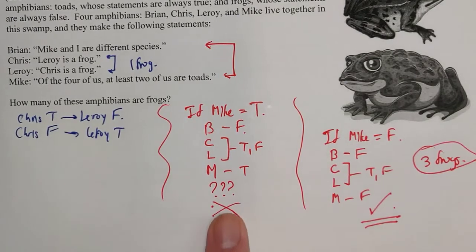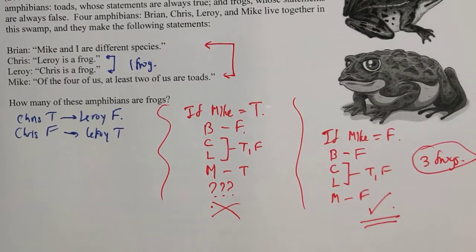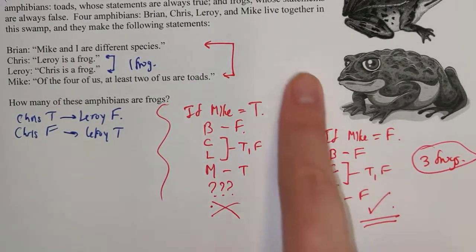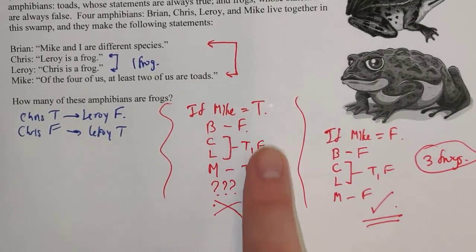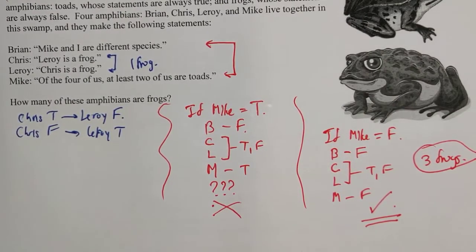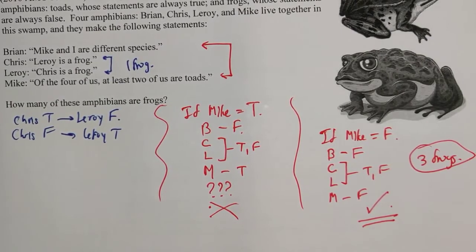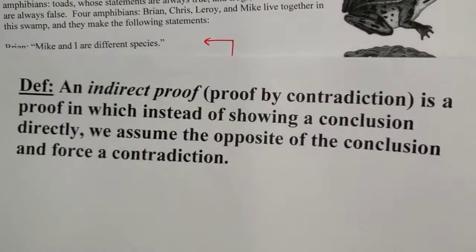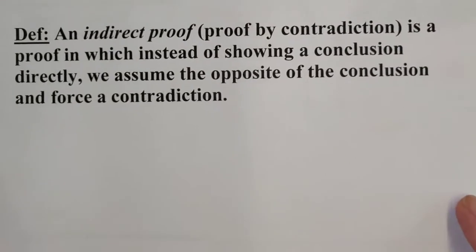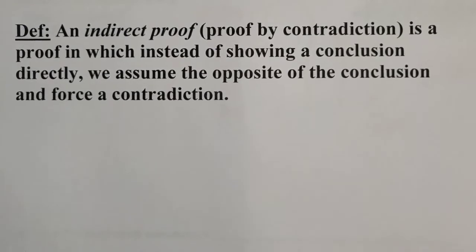However, notice here in this situation, we're making use of the fact that there is a contradiction. And if there's a contradiction, that means we went down the wrong path. So in this situation, we assumed something, and we said if Mike was indeed a toad, we saw that there was something horrible that happened. There were contradictory statements. This method we refer to as the indirect proof, or what we call the proof by contradiction. And I have the definition down there, so you can get it down. So we call this a proof by contradiction.